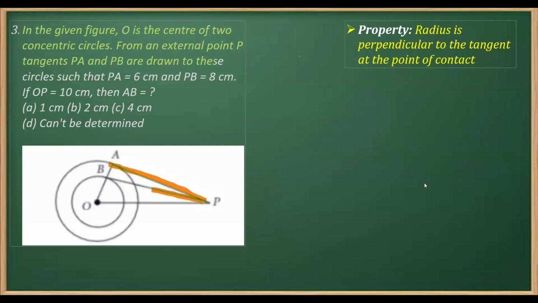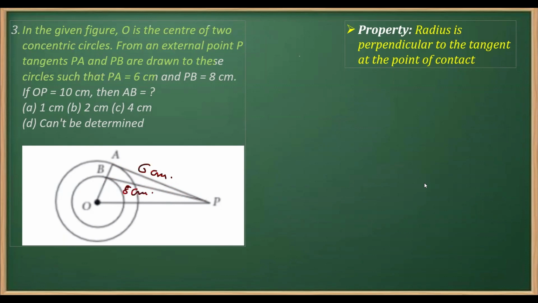Make sure you are not taking the tangents from the same exterior point, which are equal. As you can see, these are not tangents on the same circle. They are on two different circles. Further, the length of PA is given as 6 centimeter. PA is 6 centimeter. And the length of PB is given as 8 centimeter.